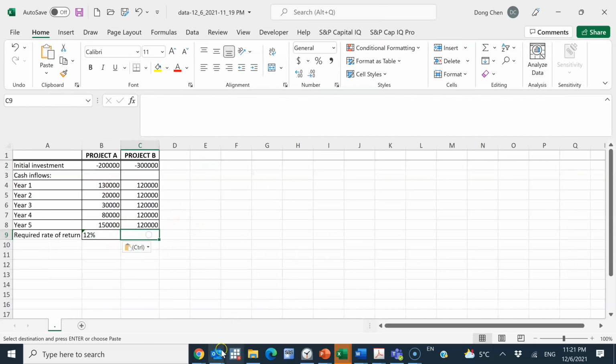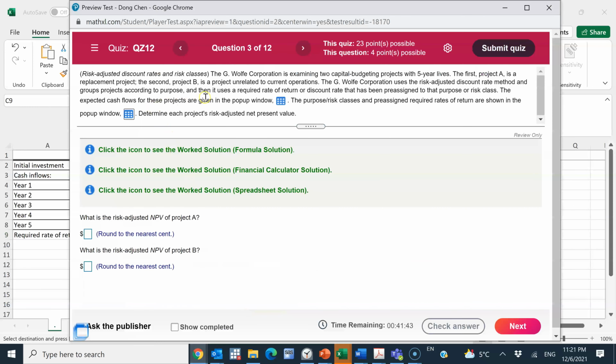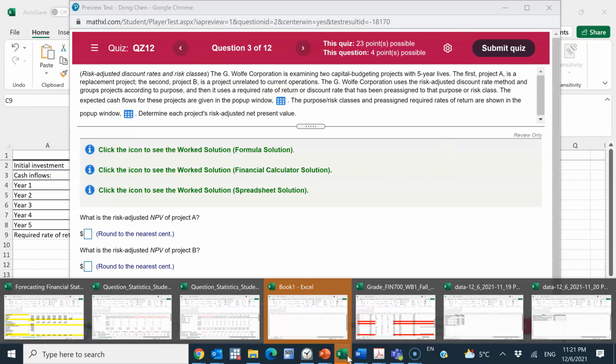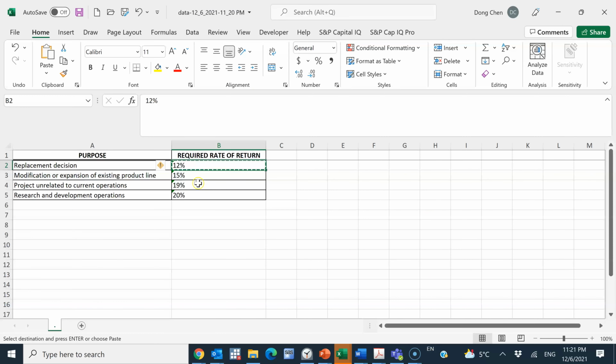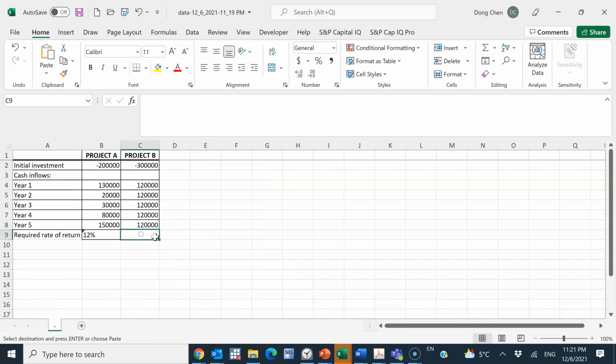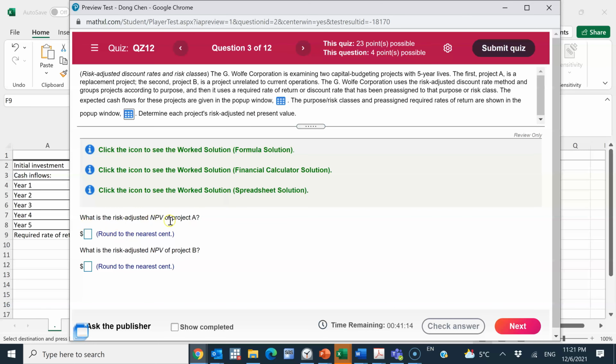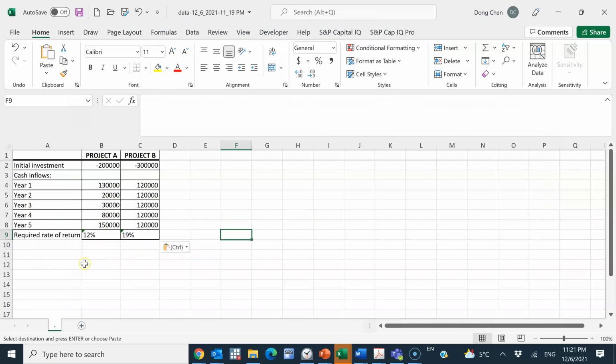And for project B, it's a project unrelated to current operations. Then we can check what would be the required rate of return for a project unrelated to current operations. It turns out to be this one, 19%. So we just copy this back here. And with this information now, we can calculate the NPV of project A and project B very easily because the cash flows are also provided.